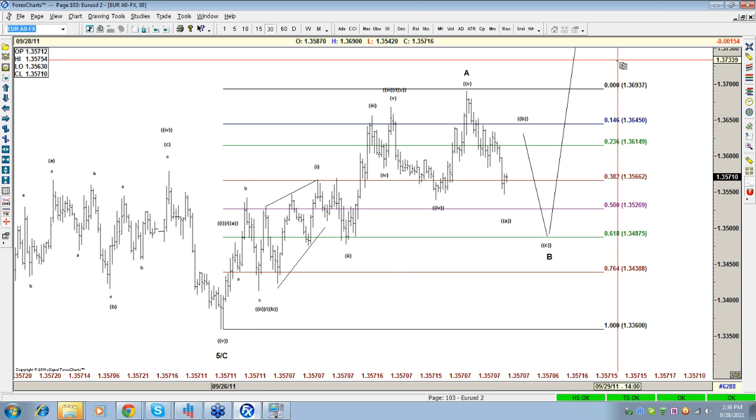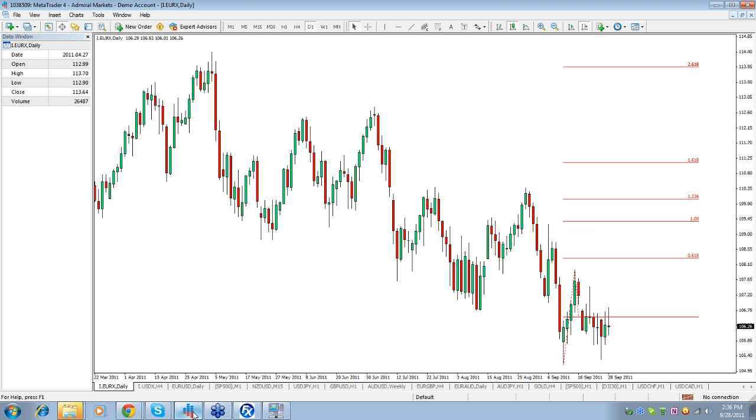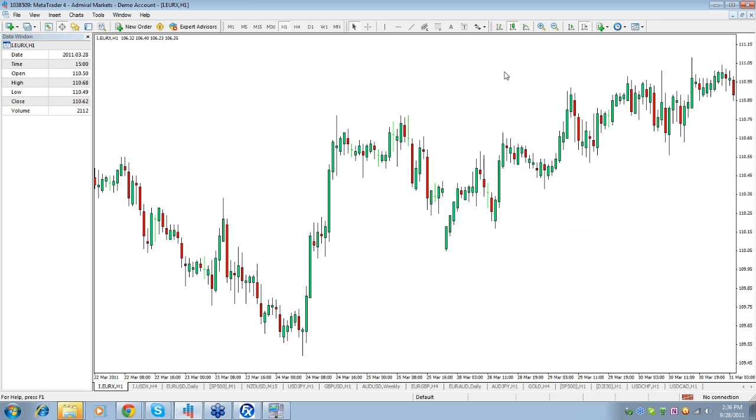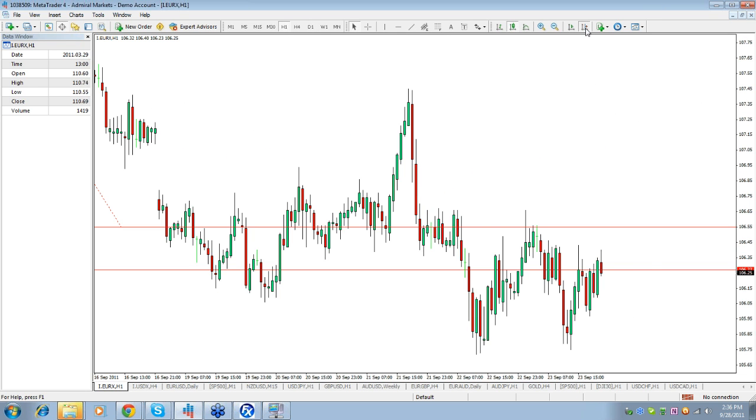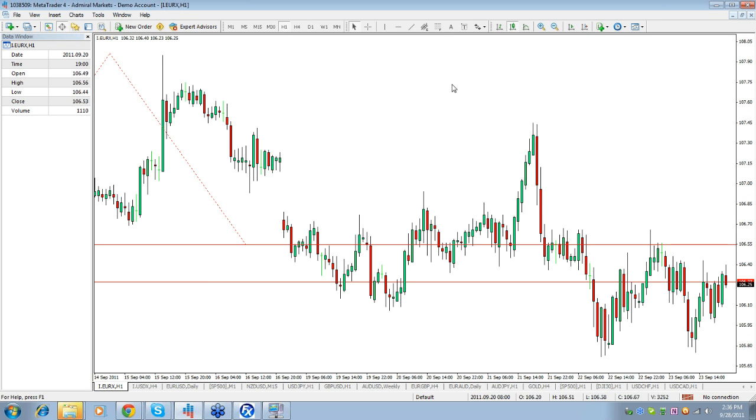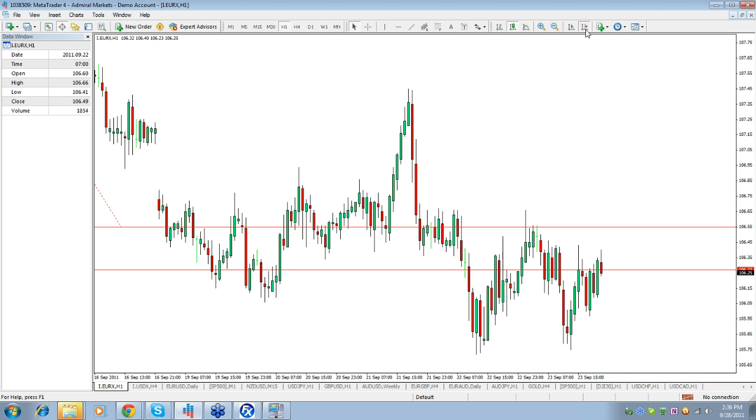That's what I see. Now, the Euro index, same scenario. The Euro index, what is it?